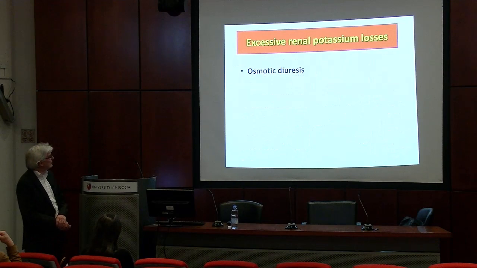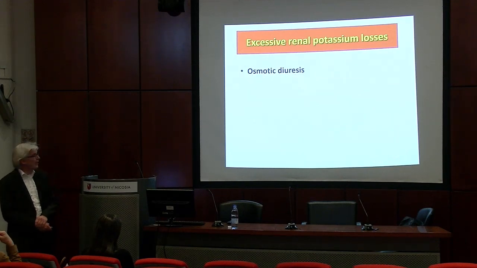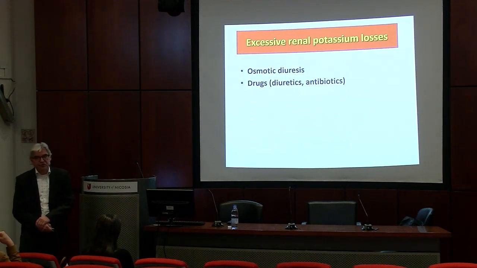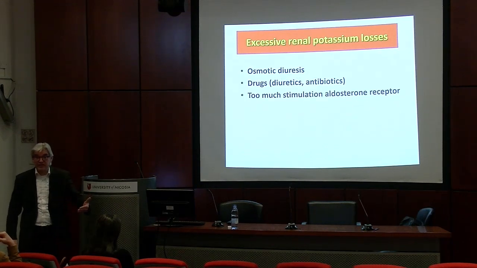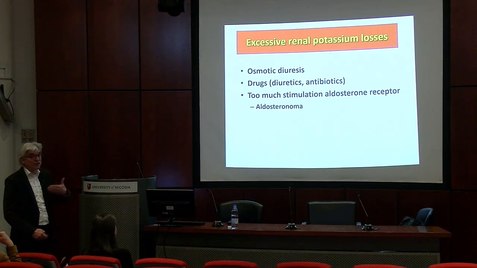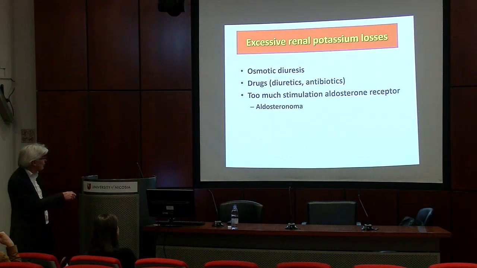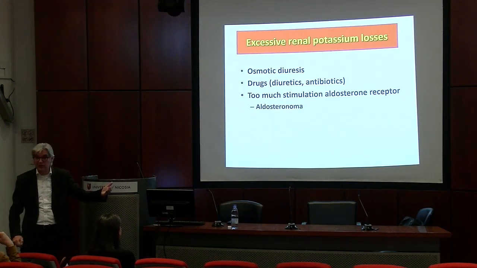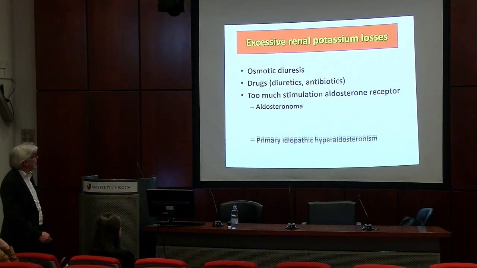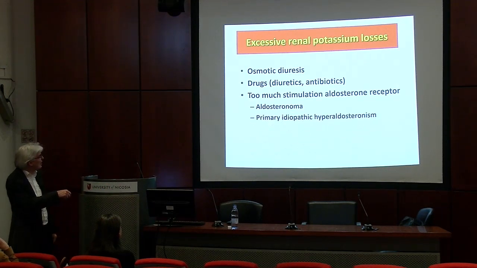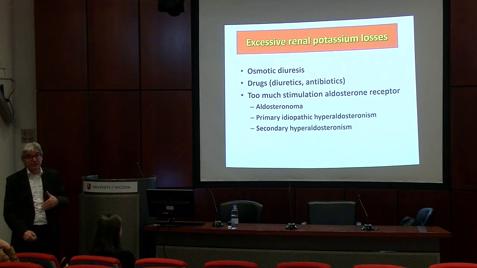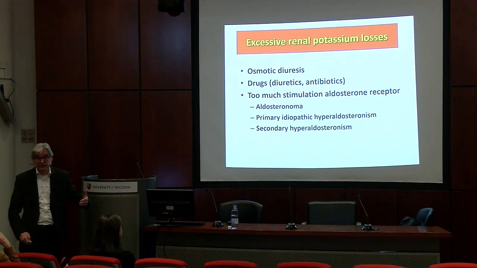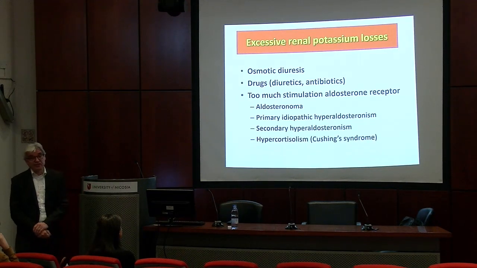So just in words, it can be due to osmotic diuresis, it can be due to certain drugs, it can be due to too much stimulation of the aldosterone receptor. And if you think about which possibilities we have, well, it may be due to an aldosteronoma, a tumor of the adrenal cortex. It may be due, and I come back to that later on, to primary idiopathic hyperaldosteronism, that's hyperplasia of zona glomerulosa tissue. It may also be due to secondary hyperaldosteronism, and it may be due to Cushing syndrome.